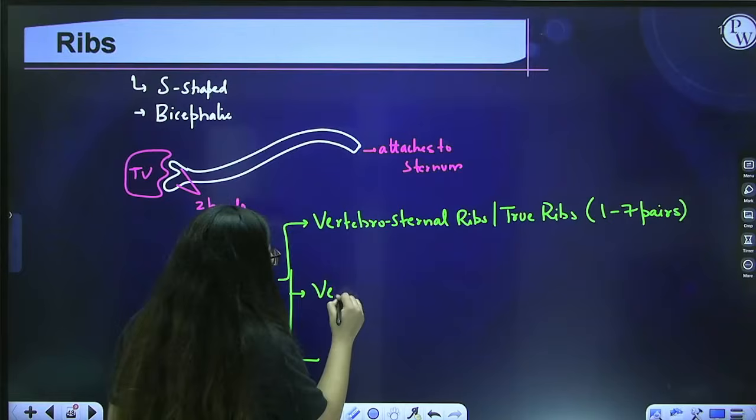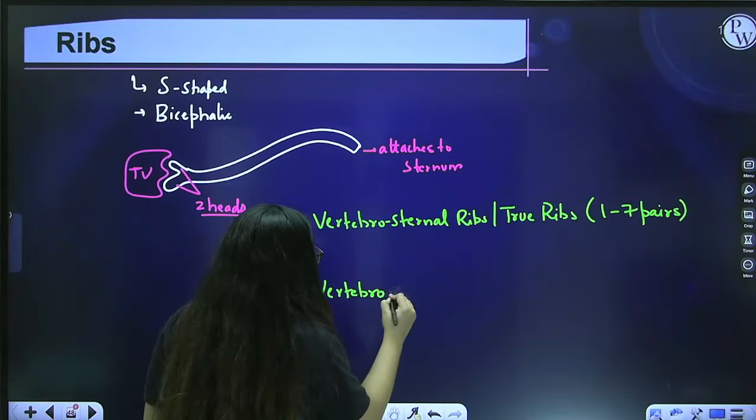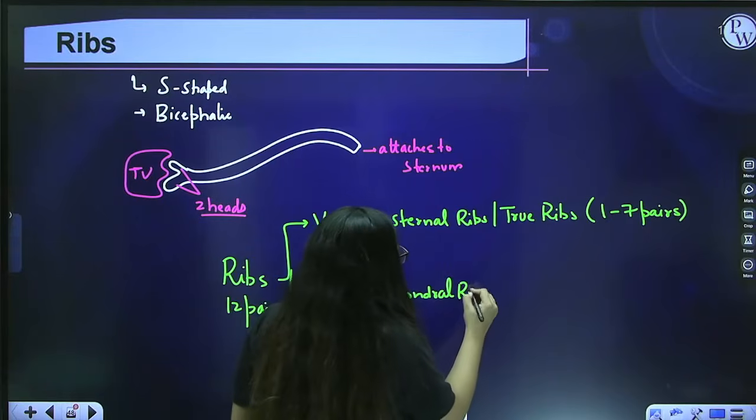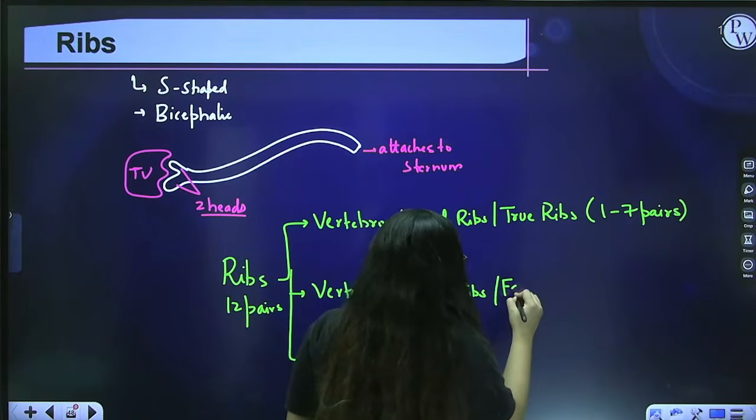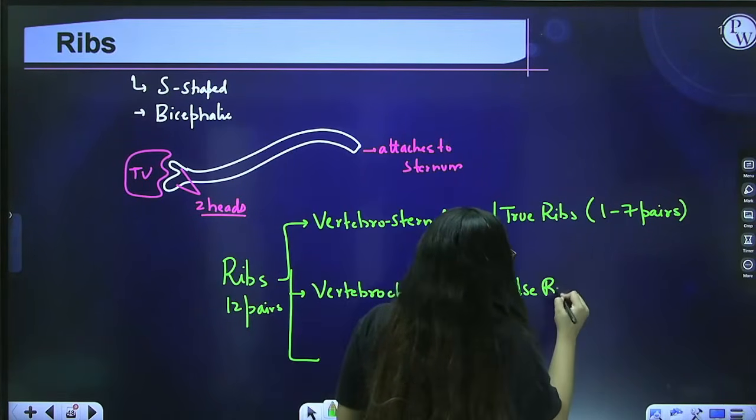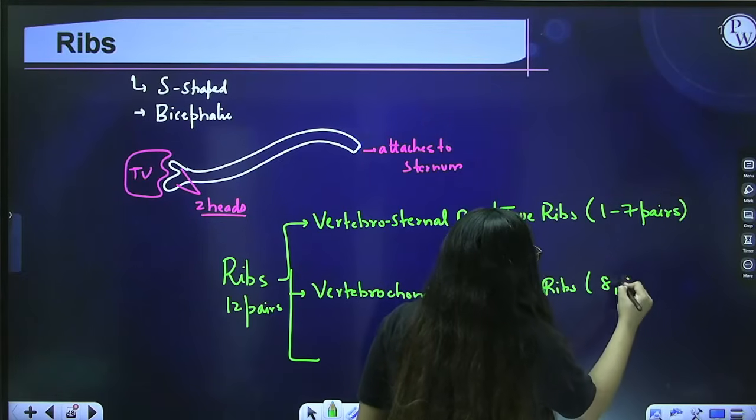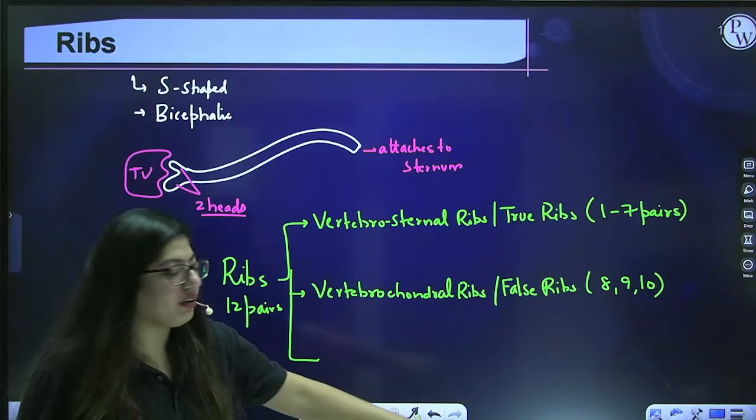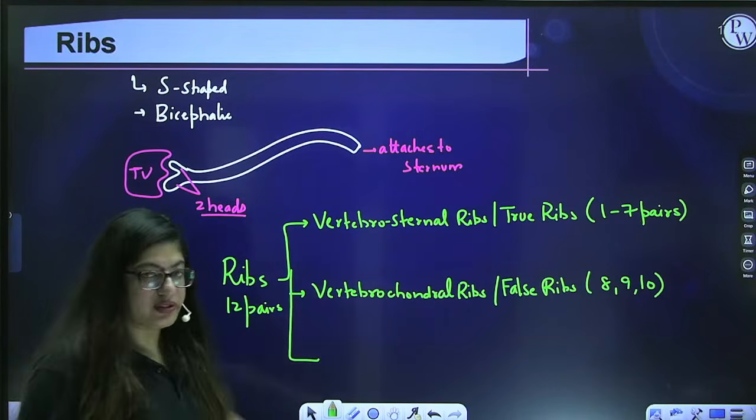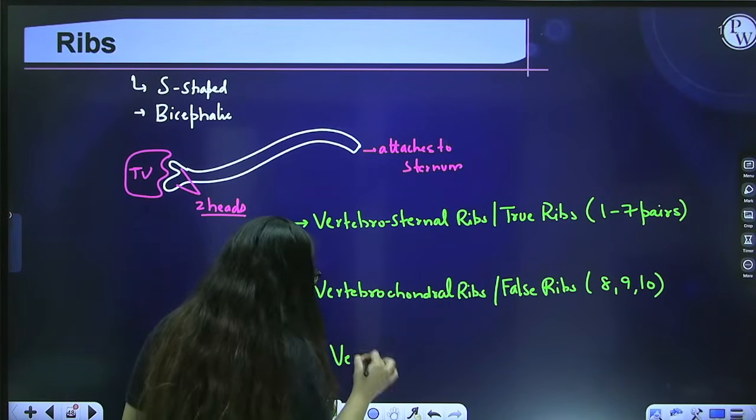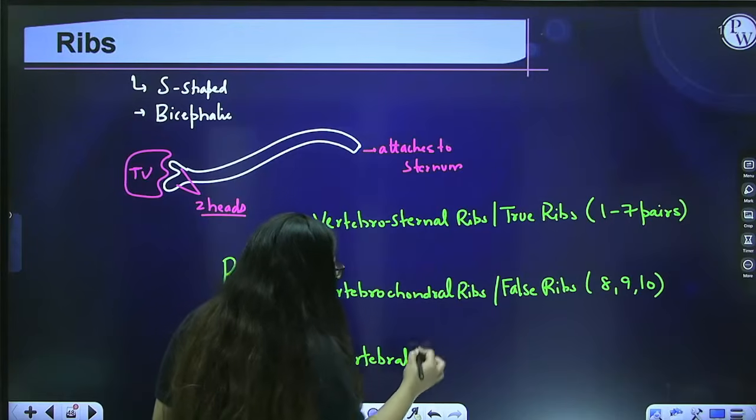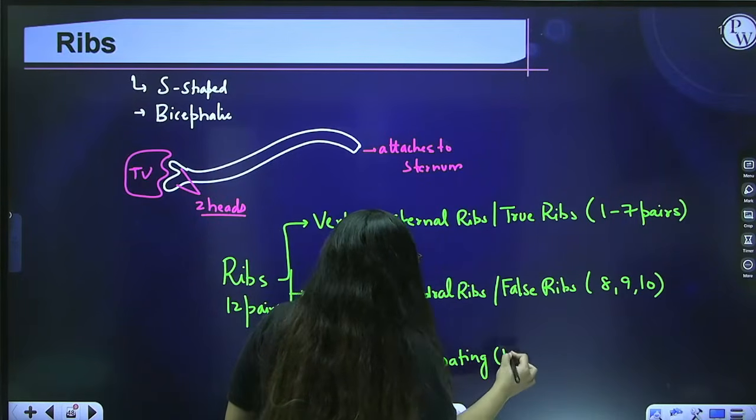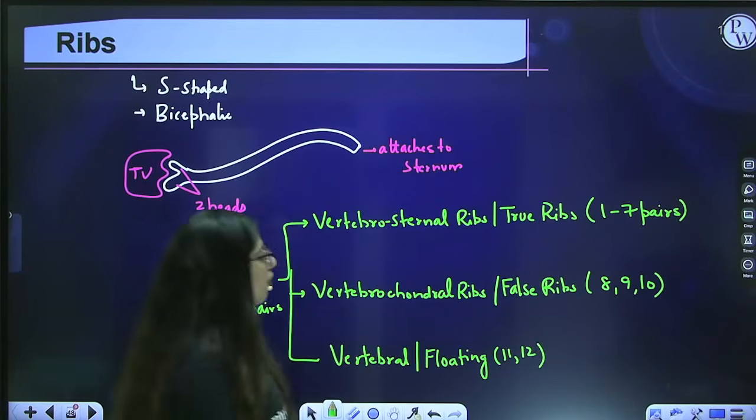Then we have vertebrochondral ribs, which are false ribs. They are the 8th, 9th and 10th pairs. Out of 12, the 8th, 9th and 10th pairs are vertebrochondral or false ribs. Then we have vertebral ribs, also known as floating ribs, and the floating ribs are the 11th and 12th pairs. Now, why are they known as true, false and floating?